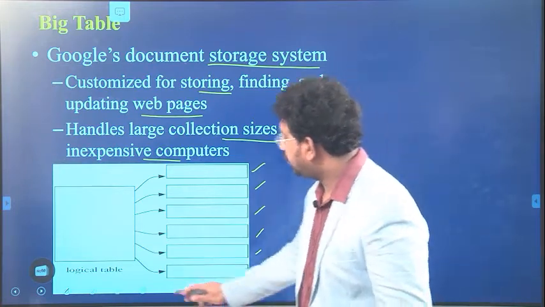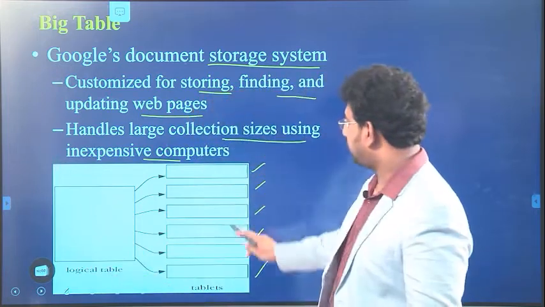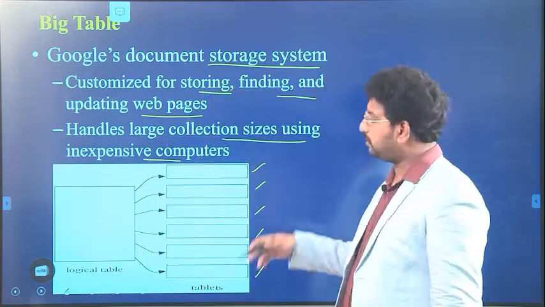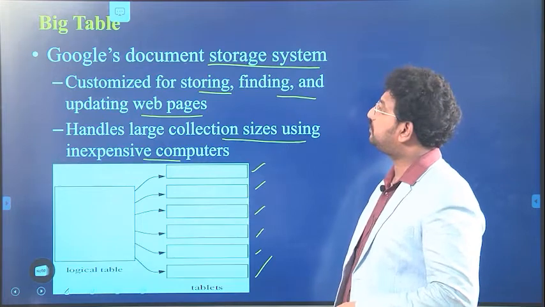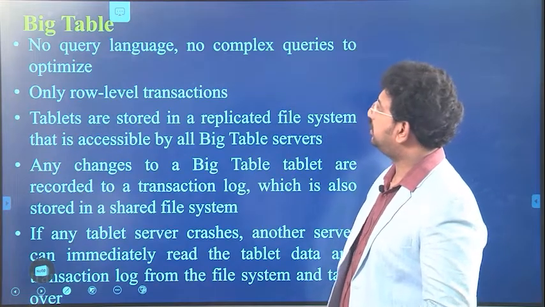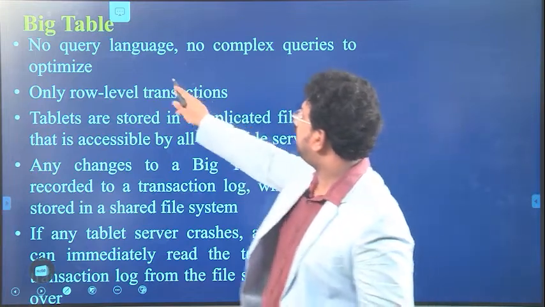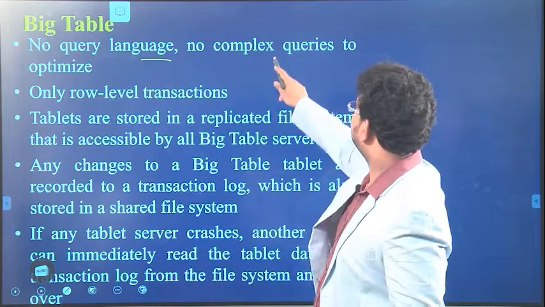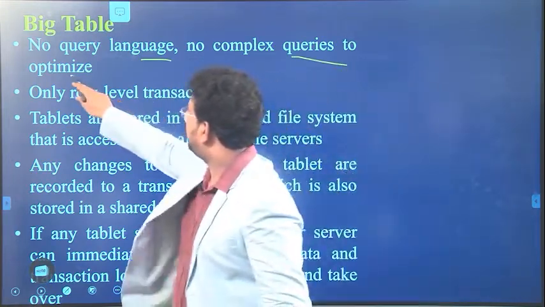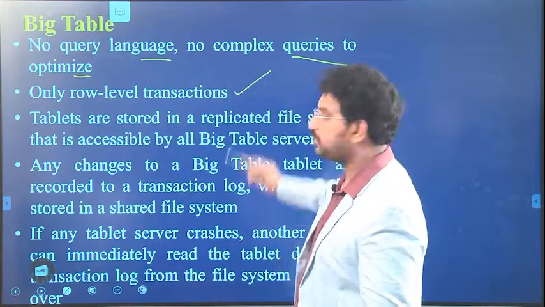So here you are able to find the table, which can be divided into a number of tablets. Those tablets are served by thousands of machines. Some more details about Bigtable: no query language is used here, no complex queries to optimize, only row-level transactions.